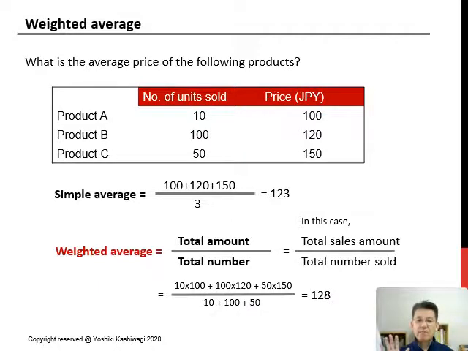That is 5 yen higher than the simple average. And in this case, weighted average is the right answer to the question. Do not use simple average. Again, the reason is simple, because the number of units sold is not the same for each product. That's the reason. So don't misuse the formula to get the right average.